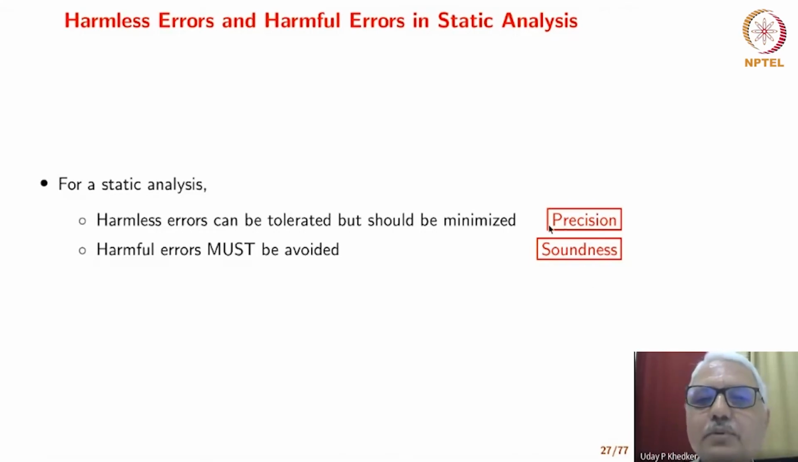This talks about the precision of analysis. The fewer harmless errors you have, the more precise analysis you have. The more harmless errors you have, the more imprecise analysis you have. Similarly, harmful errors must be avoided. This deals with soundness. If your static analysis admits any harmful error, then the analysis is unsound. So it must avoid harmful errors at any point of time. And this is the meaning of saying that a static analysis must be sound and it must be precise.